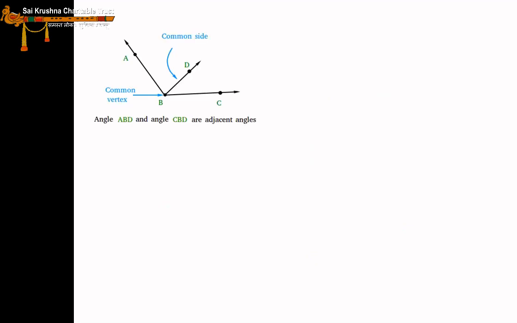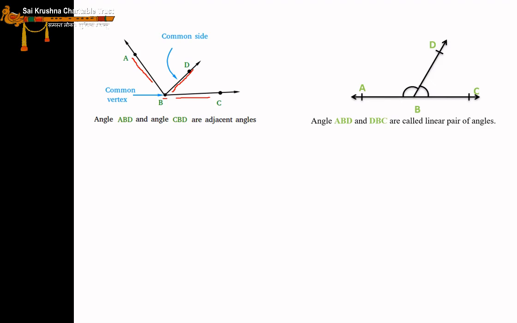Two angles are adjacent if they have a common vertex, a common arm, and their non-common arms are on different sides of their common arm. In the example shown here, notice that the angles ABD and DBC have a common vertex, that is B. They have a common side, which is BD, and their non-common sides, that is AB and BC, are on different sides of their common arm BD. Hence, the angles ABD and CBD are adjacent angles.